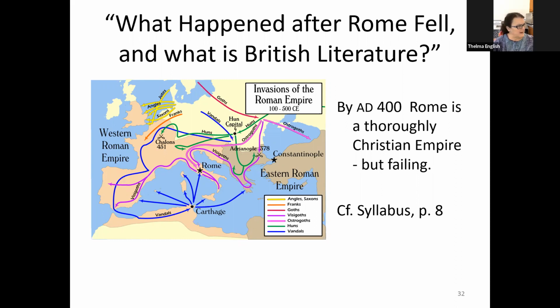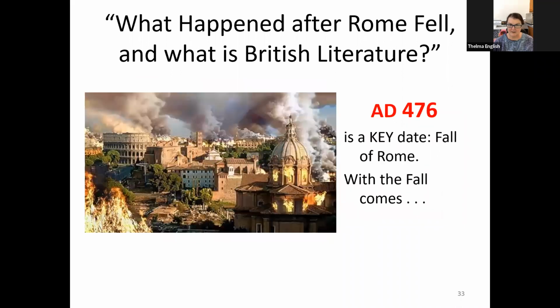Syllabus page 8 has a map, the same map that you're looking at here, similar, showing the Roman Empire and how the Visigoths and the Vandals, you thought Vandal was a modern word, but the Visigoths and the Vandals, leaving from Africa, Carthage, attacking Rome, and they just couldn't handle it. By AD 476, it's bright red and giant because it's a very important date.